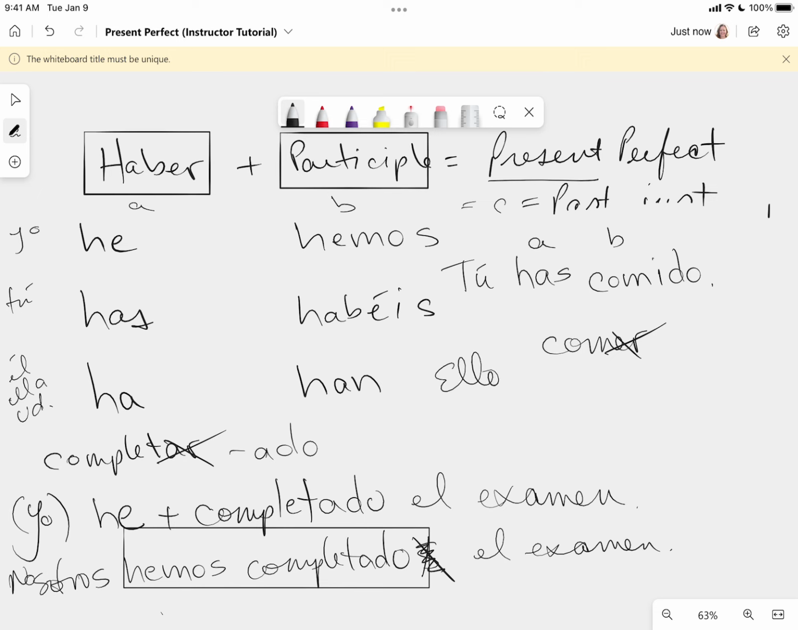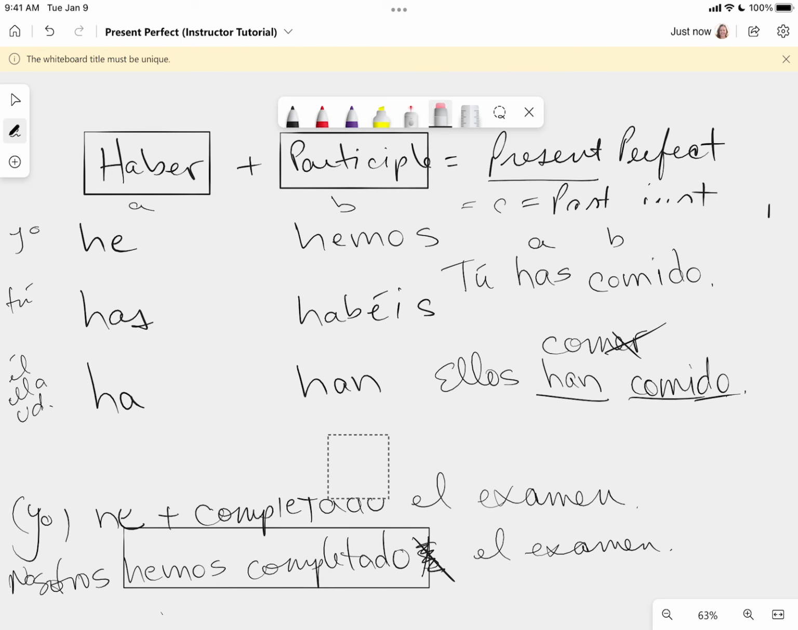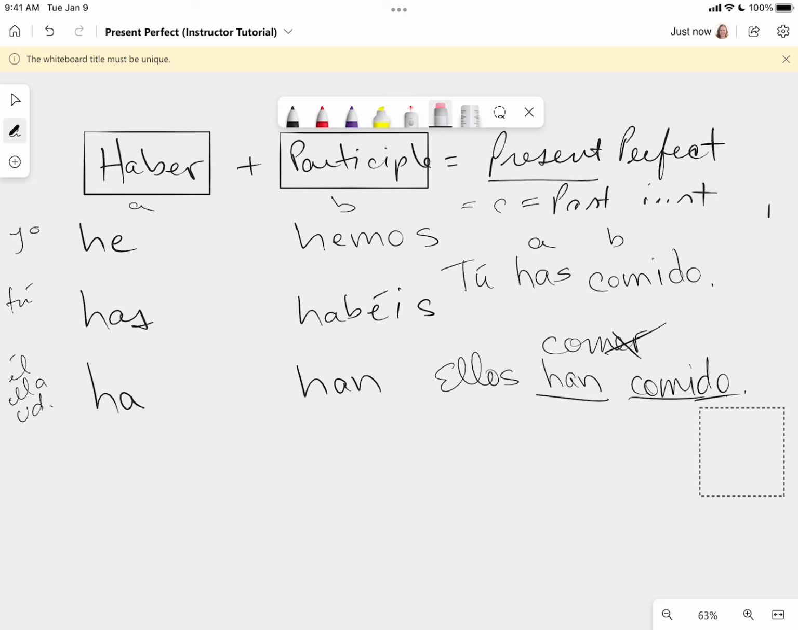How about ellos? What would you put here and here with the same verb? Han, plural. Comido. Do I change it to plural? No, we leave it comido. It doesn't change. Okay, I think you probably got that rule by now. A participle is not going to change for gender or for number.